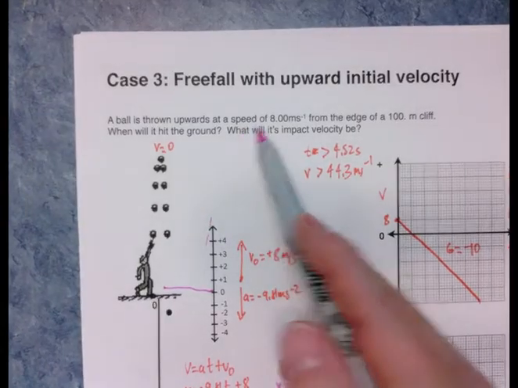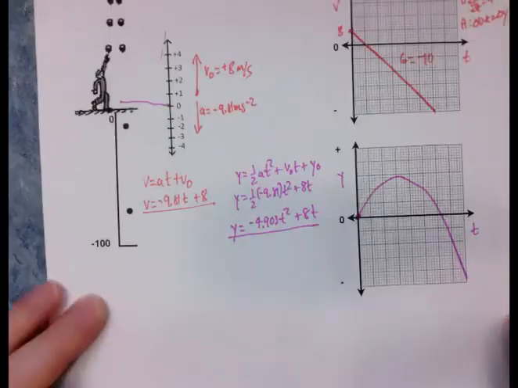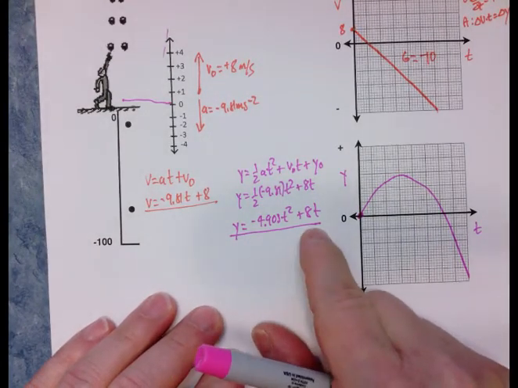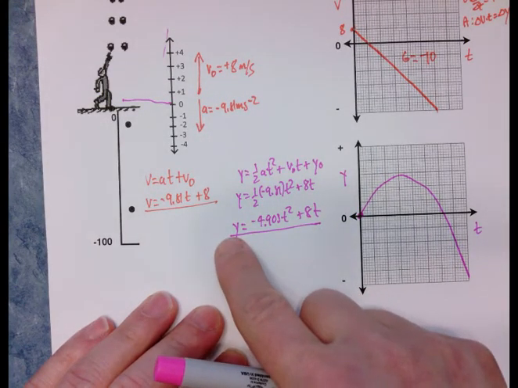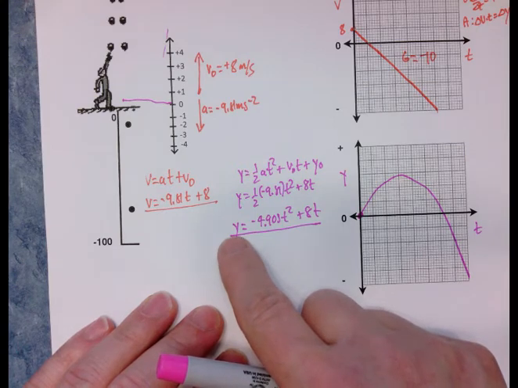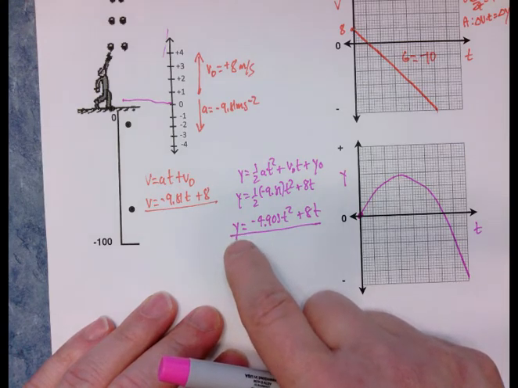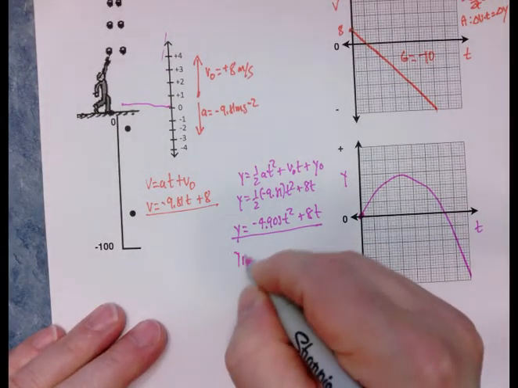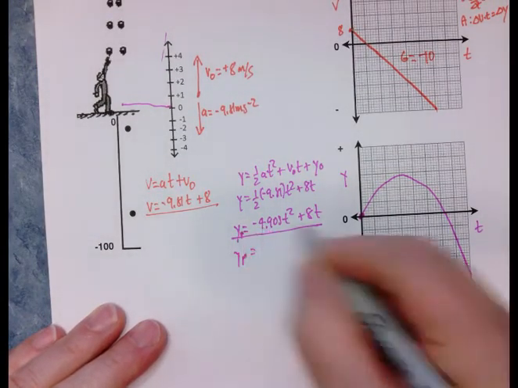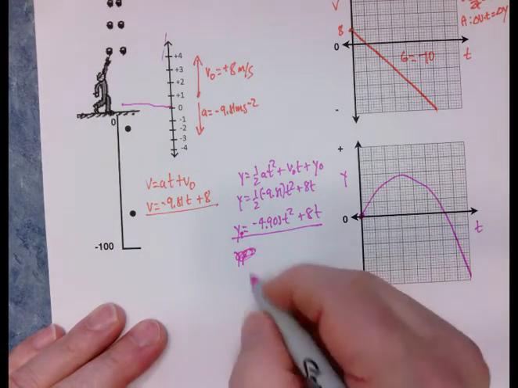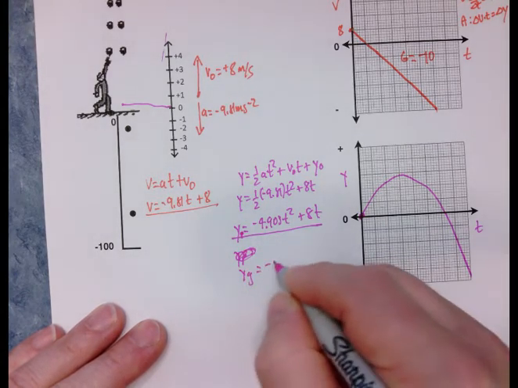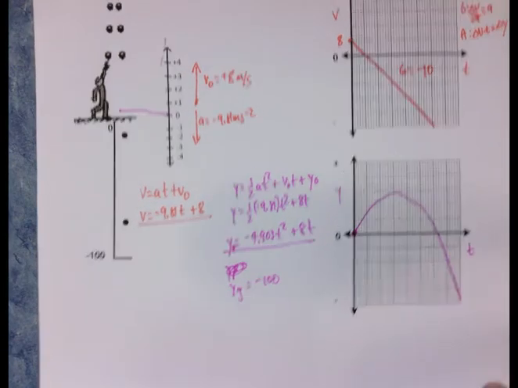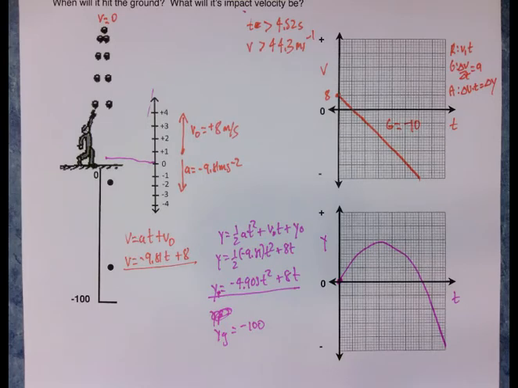When will it hit the ground? What will its impact velocity be? Well, let's see. We can't simply solve this for y equals minus 100 again. So now we're going to go about solving this exactly the same way we did before. We want to know when there's an intersection. Y of the projectile is negative 4.905 t squared. Y of the ground is negative 100. So this is where we're going to go back into our graphing calculator and solve it that way.